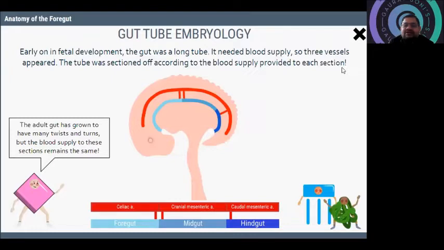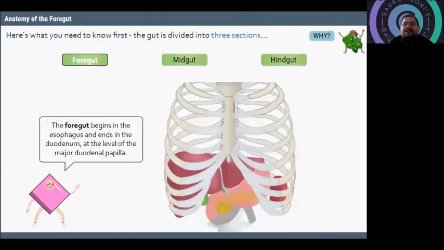As you can see here, early on in fetal development, the gut was a long tube and it needed blood supply. The three blood supplies, or three branches, were sectioned as per the name. The celiac artery is for the foregut, the cranial mesenteric artery, also known as the superior mesenteric artery, for the midgut, and the caudal mesenteric artery, or inferior mesenteric artery, for the hindgut. Afterwards there is a lot of twisting of this straight tube, and it ultimately converts to different parts of the abdomen as we know.